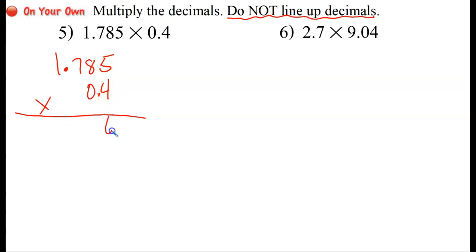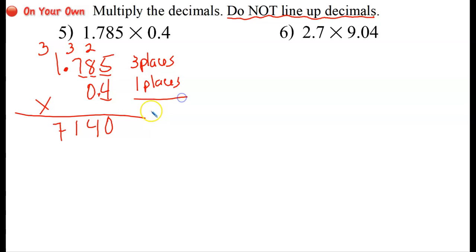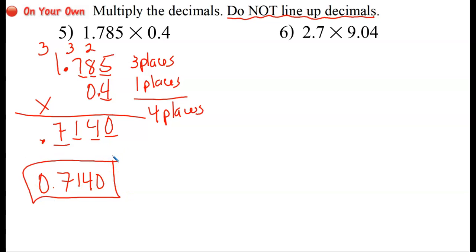All right, 5 times 4 is 20. Regroup the 2. 4 times 8 is 32, 34. Regroup the 3. 4 times 7 is 28, 31. Regroup the 3. 4 times 1 is 4, plus 3 is 7. Now I have 1, 2, 3 places, right? 3 decimal places. I have 1 decimal place. When I add those together, I get a total of 4 decimal places. I'm counting 1, 2, 3, 4. I put the decimal. I also want to put a leading 0, and I rewrite my answer, and I put a box around it. That is a very small number.